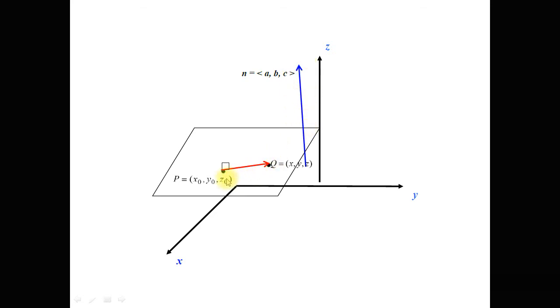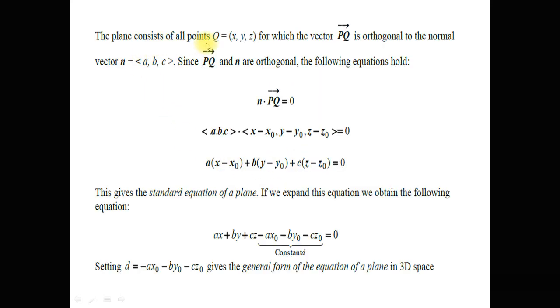So dear students, you see over here P0 is the initial point, and Q is another point on the plane. So this PQ vector is orthogonal to the normal vector. PQ is perpendicular to this normal vector. So we are going to find the equation of plane in 3D space. Since these two vectors, PQ vector and the normal vector n, are perpendicular, the plane consists of all points Q whose components are x, y and z, for which the vector PQ is orthogonal to the normal vector n whose components are a, b and c. Since PQ and n are orthogonal, the following equation holds.